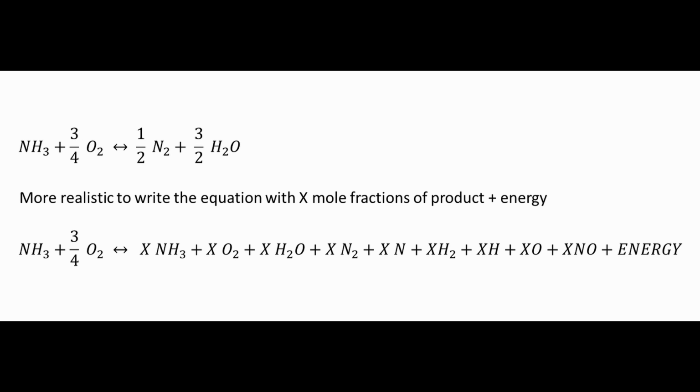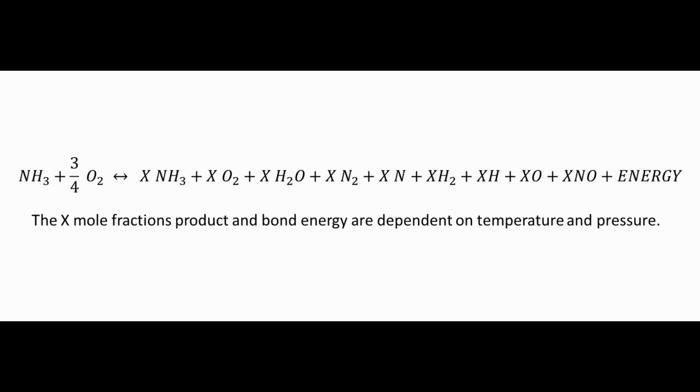NH3 plus 3/4 O2 reacts to form 1/2 N2 plus 3/2 H2O might be more realistically written: NH3 plus 3/4 O2 forms XNH3 plus XO2 plus XH2O plus XN2 plus XN plus XH2 plus XH plus XO plus XNO plus energy. In the product side of this equation, we also release or absorb energy.